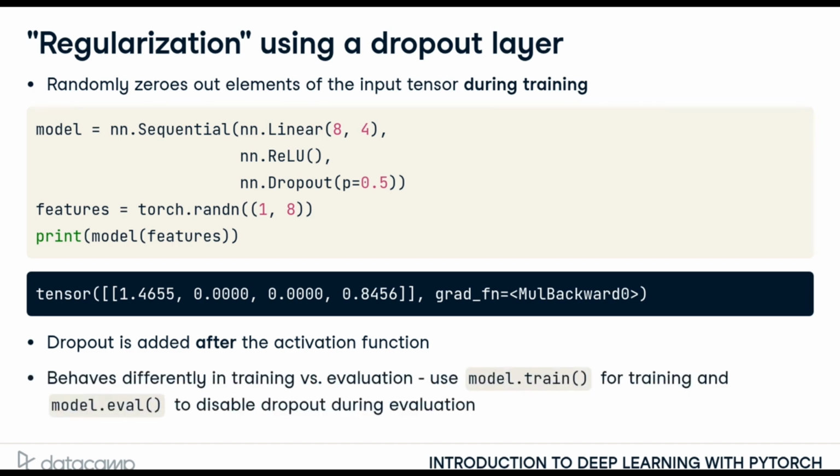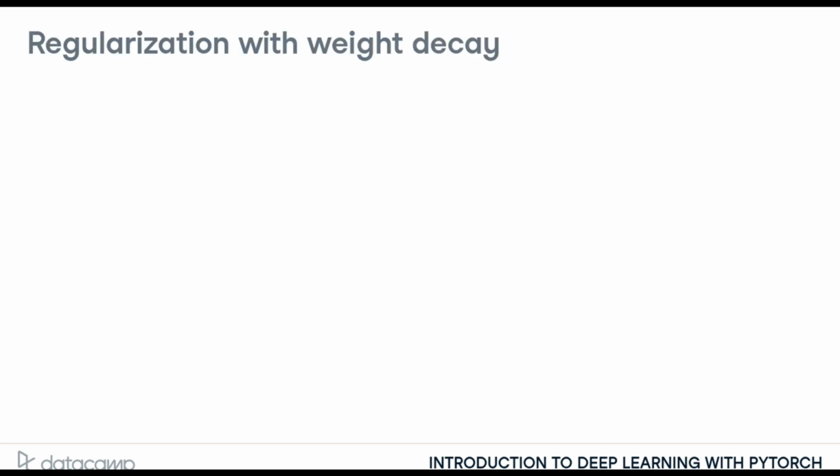Dropout behaves differently during training and evaluation. During training, it randomly deactivates neurons, while during evaluation, it is disabled, ensuring all neurons are active for stable predictions. To switch between these modes, we use model.train() and model.eval().